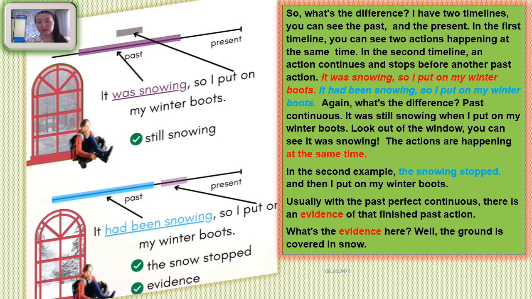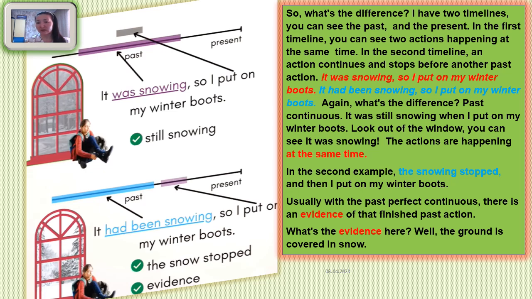So, what's the difference? I have two timelines. You can see the past and the present. In the first timeline, you can see two actions happening at the same time. In the second timeline, an action continues and stops before another past action. It was snowing, so I put on my winter boots. It had been snowing, so I put on my winter boots.